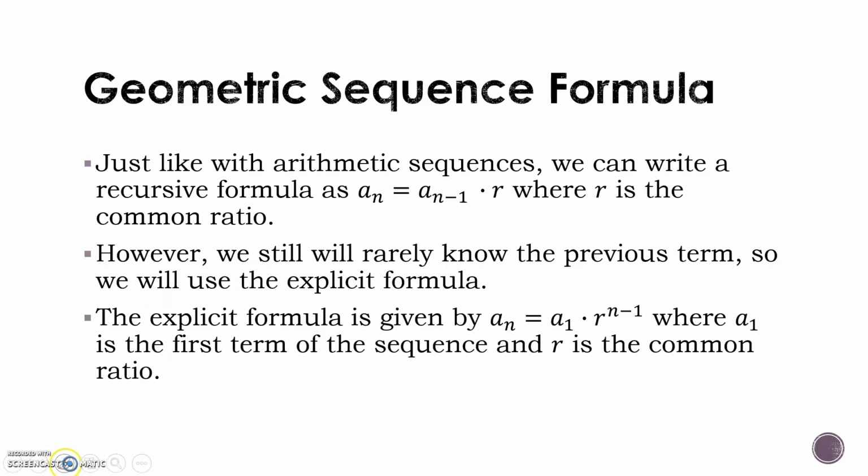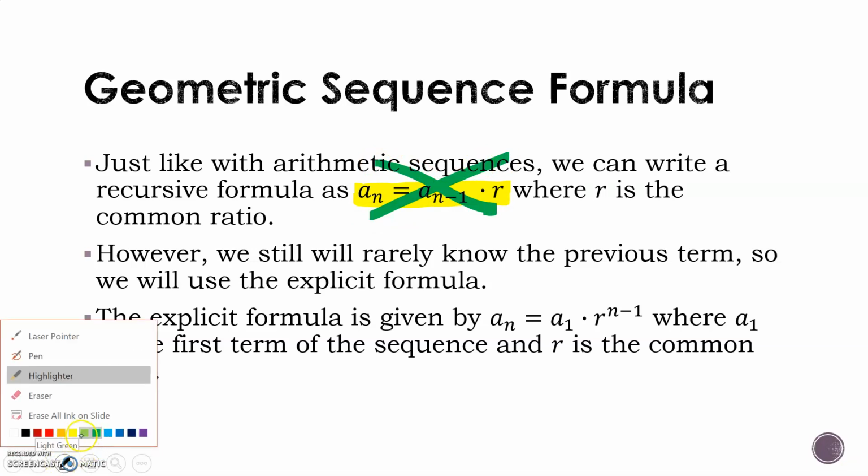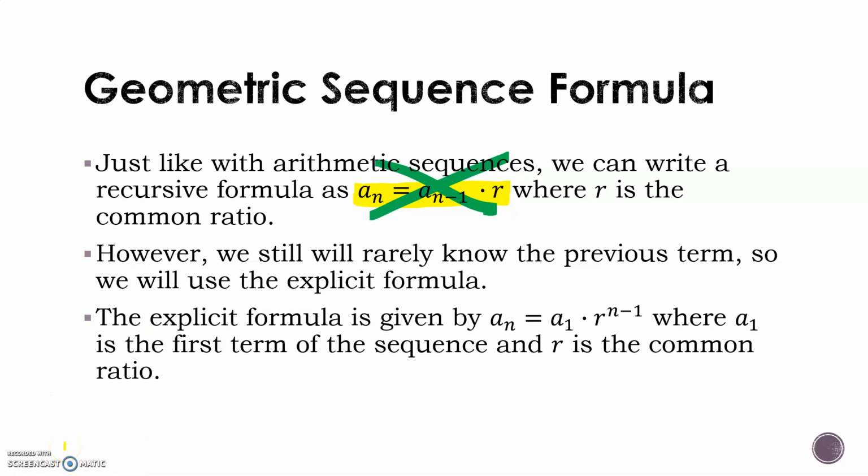So just like before, we have a formula. We can write a recursive formula like this, where we take the previous term and multiply by the common ratio. But really, this equation is very impractical. We don't really like to use that one, because if we are asked to find the 42nd term, then we won't know it. So this equation is the better formula to use. It's the explicit formula.